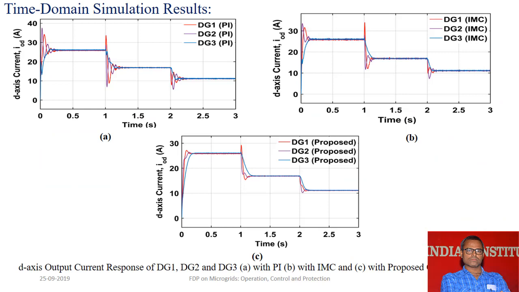Now coming to the D-axis current for the PI controller, for IMC and proposed. Here we can see the oscillation for the PI controller, and for IMC also there is a little oscillation as compared to PI, but in the proposed controller it is very smooth. So therefore the proposed controller is fine for this analysis, this microgrid structure, isolated microgrids.